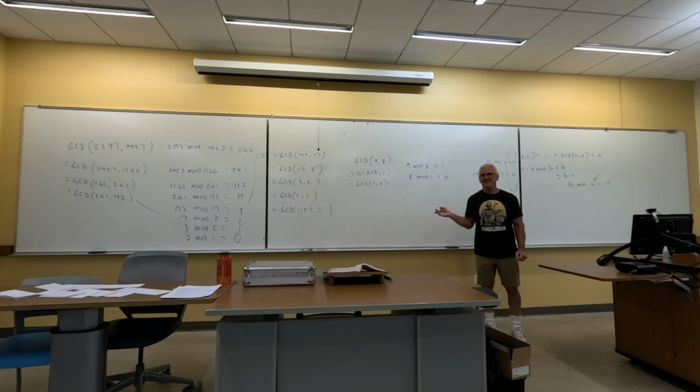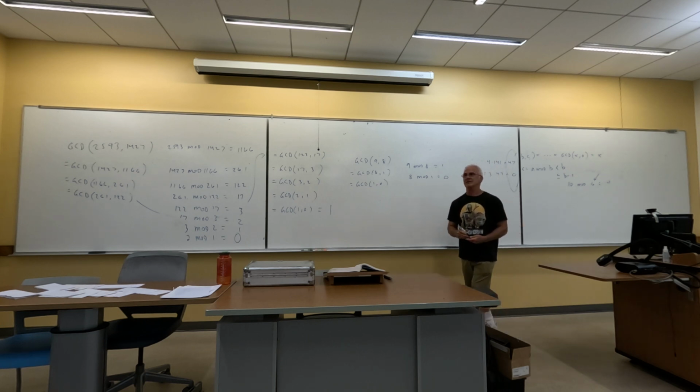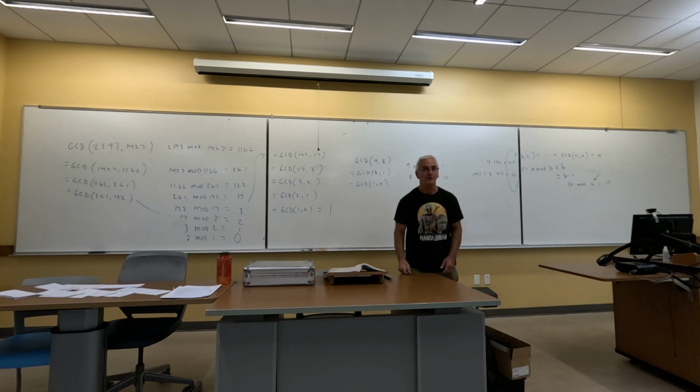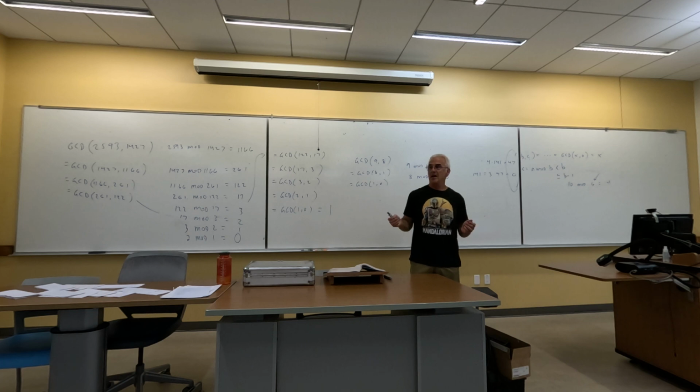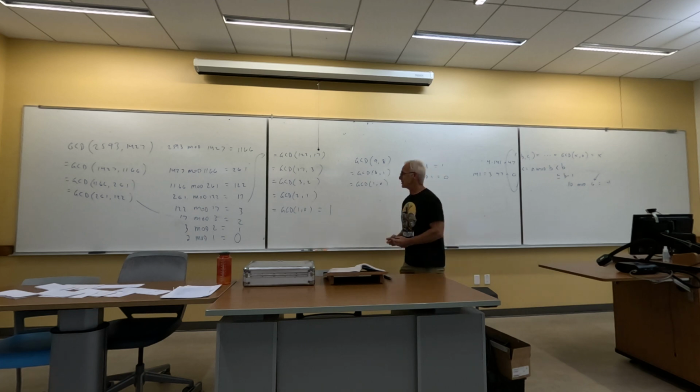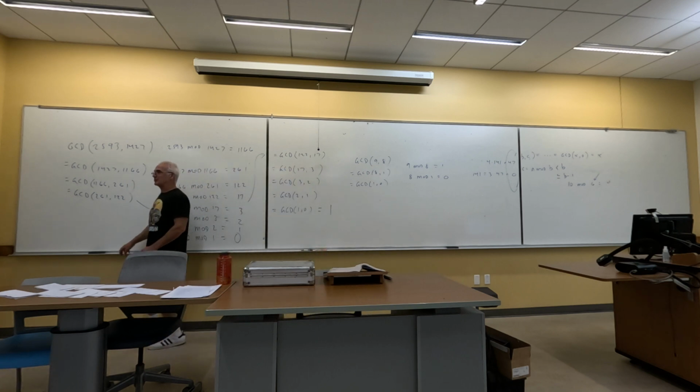You guys like this algorithm? It's kind of cool. But the cool part about this basically is it's great when the numbers are large. If I had 2 large numbers and I was asked to find a GCD, that would be really, really difficult. It really would be.